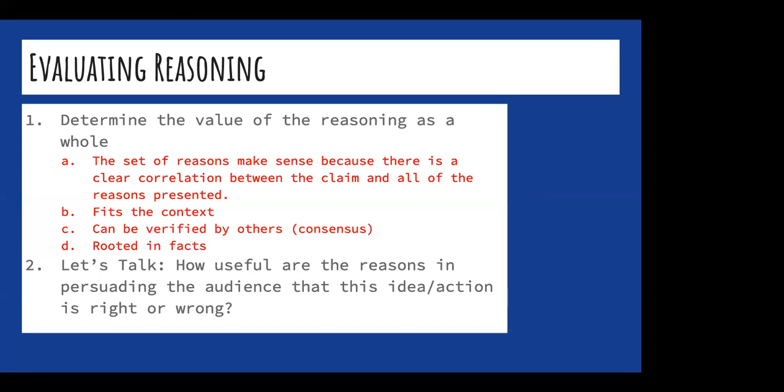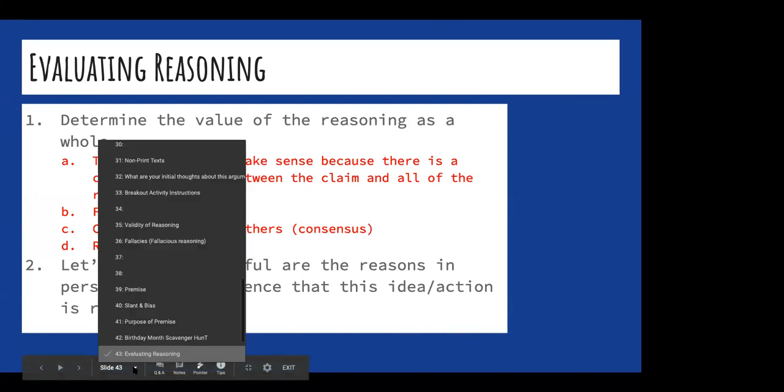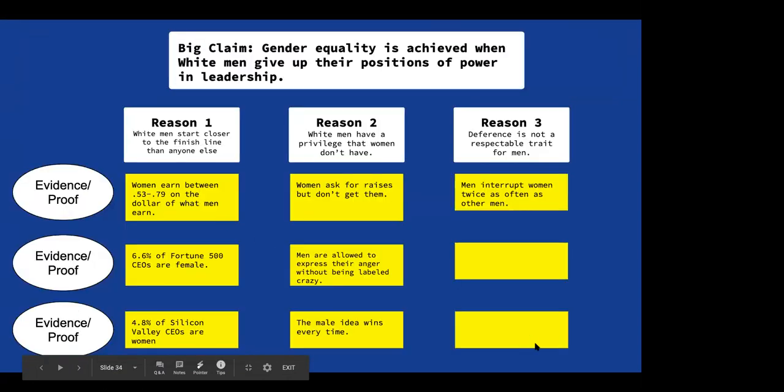Do they fit the context? Can these reasons be verified by others? Is there a consensus on these reasons? And then the last one, and maybe the most important, I don't know, but are these reasons rooted in facts? So just thinking about this article, how useful are the reasons in persuading the audience that this idea or action is right or wrong?